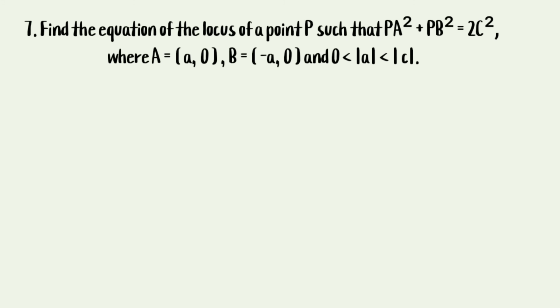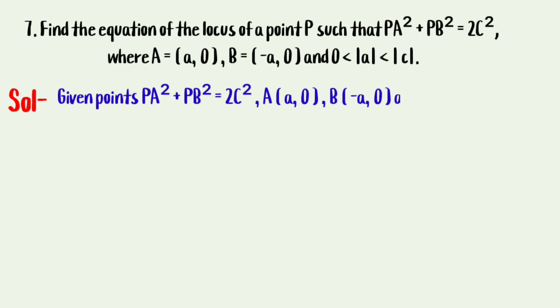So next one, seventh one: find the equation of the locus of a point P such that PA square plus PB square is equal to 2c square, where A is the point (a, 0), B is (minus a, 0), and 0 is less than mod a, which is less than mod c. Solution: given PA square plus PB square is equal to 2c square, A point (a, 0), B point (minus a, 0), and 0 less than mod a less than mod c.